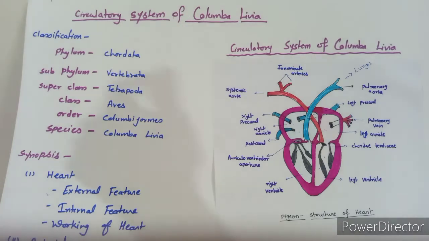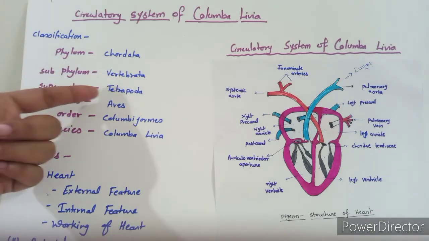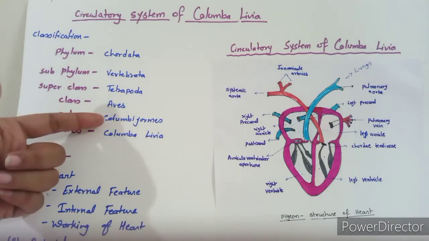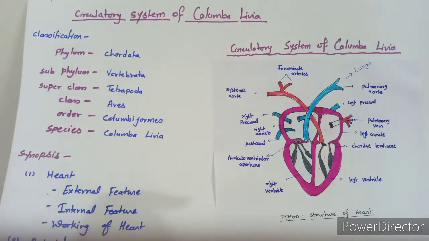First we talk about the classification of the Columba livia. It belongs to phylum Chordata, subphylum Vertebrata, because it has a vertebral column. Superclass is Tetrapoda. Class is Aves because it is a bird. Order is Columbiformes and species is Columba livia.